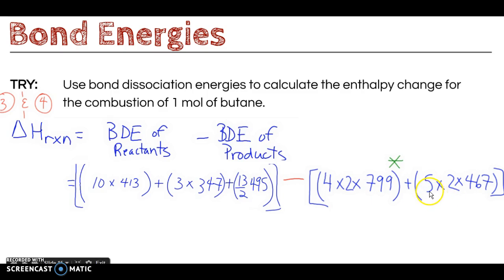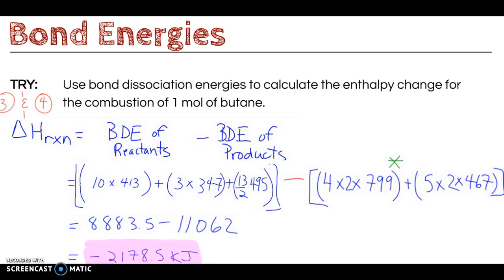Okay, and of course over here I have 5 molecules of water with 2 OH bonds, and here's my bond dissociation energy for an OH bond. It might help for you to break this down, just so that you don't make any calculator errors, doing each piece of this puzzle separately, and then finally ending up with a value of negative 2,178.5 kilojoules, and that's kilojoules per mole of butane.